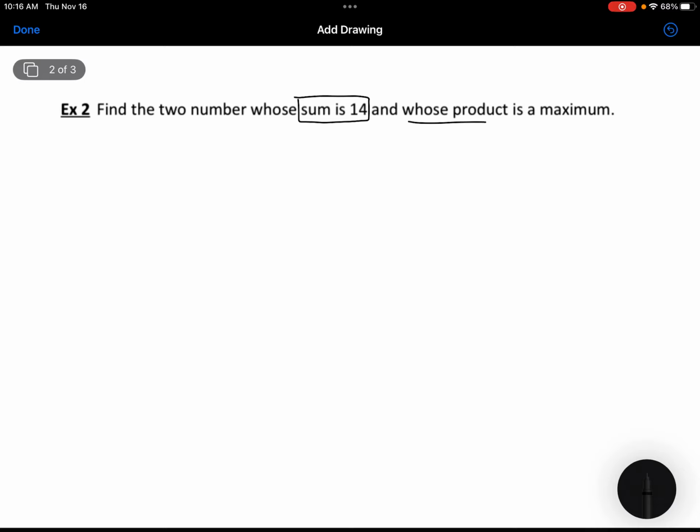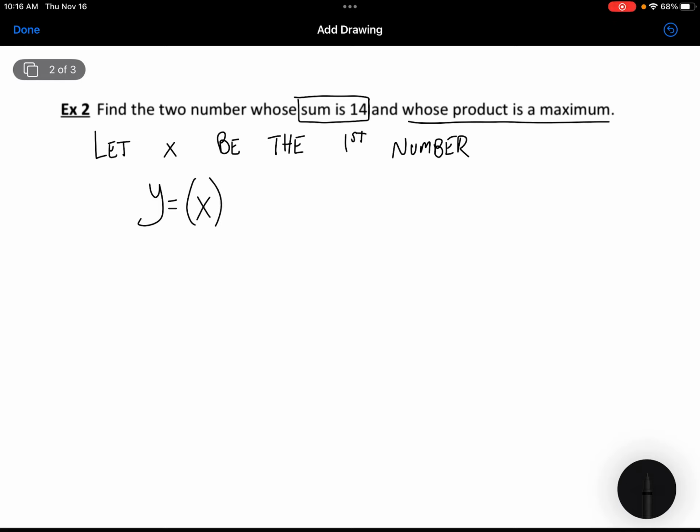And they have a product that's a maximum. A product is they're multiplying. So I'm going to say let x be the first number. So when we're working through this, we're going to have x as our first number. So I know if I have y equals some product, I'm going to have x is the first number.